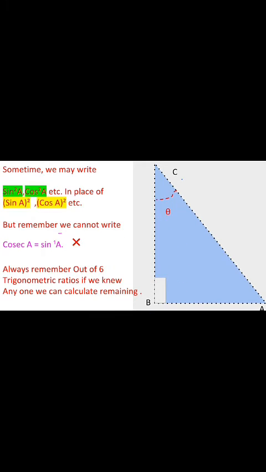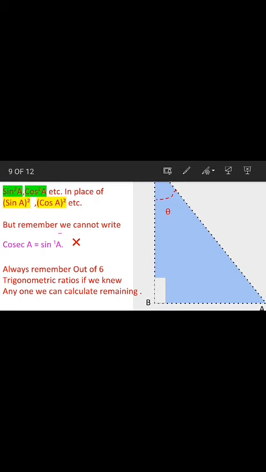Here class, always remember that you can write sine A whole square as sine square A, and cos A whole square as cos square A. Okay class, they both mean the same. Whether you write sine square A or sine A whole square, they both have the same meaning.